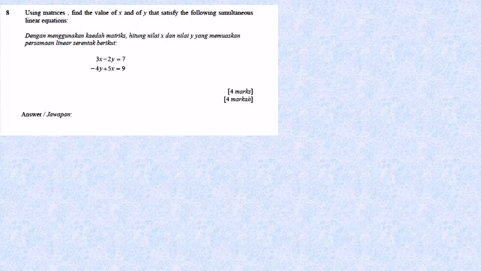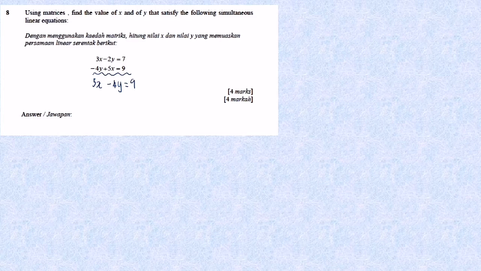Question number 8. Using matrices, find the value of x and of y that satisfy the following simultaneous linear equations. 3x minus 2y equals 7. Negative 4y plus 5x equals 9. Before you write the matrix equation, you need to arrange the second equation. Okay, so we write the x first, after that y. 5x minus 4y equals 9.